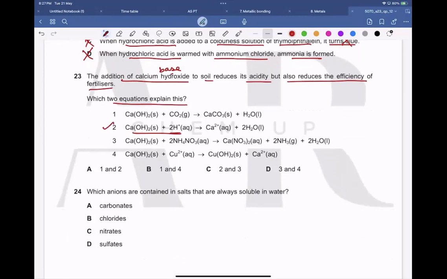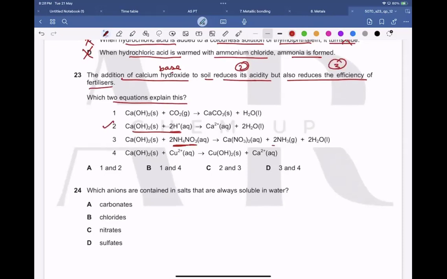So reduces its acidity is shown by equation 2, and reduces the efficiency is shown by equation 3, where you see this is a fertilizer in which ammonia is liberated as a gas. So nitrogen content is removed. So 2 and 3 are the correct statements. Equation 2 shows the reduction in the acidity of soil, and equation 3 shows the reduction in the efficiency of the fertilizer. So A, B, and D are all wrong and C is the correct one.